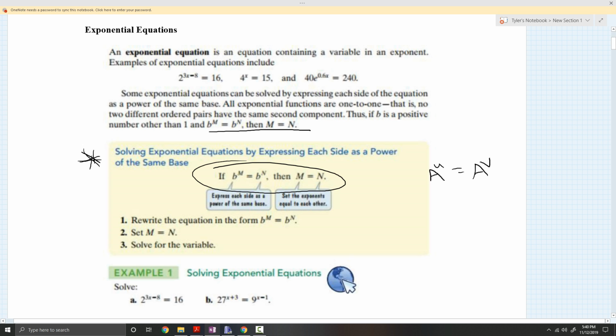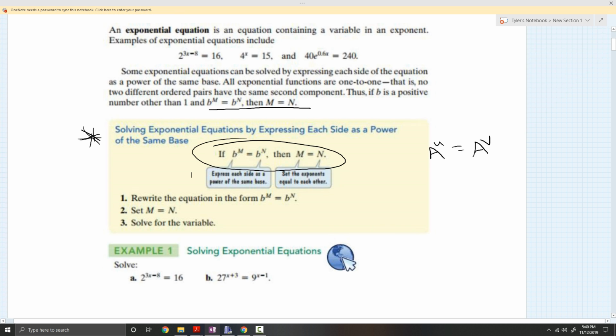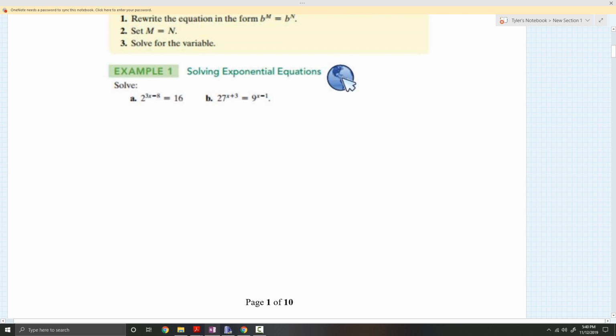So if you have an expression where both sides are equal and both sides are represented as a power of the same base, then their powers, their exponents, must be the same. We can use this idea to help us solve some special types of equations. Those can be solved if you can write both sides with the same base. So here are two examples of that.